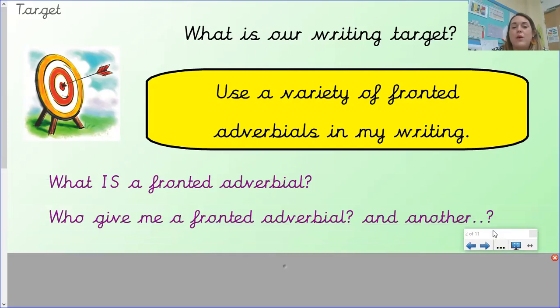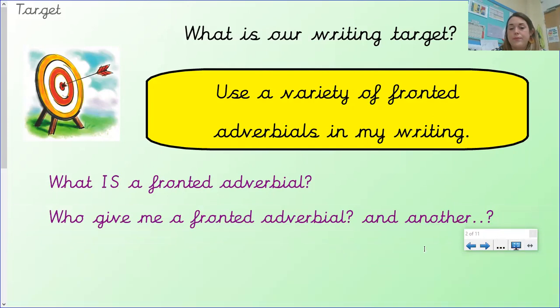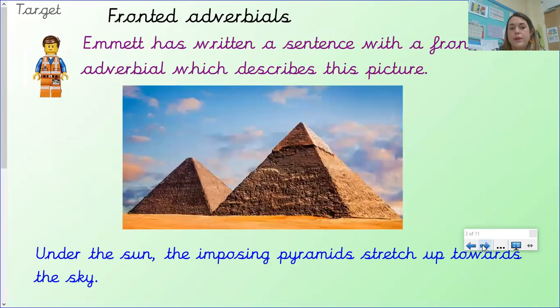Now I'd like you to think, how many fronted adverbials can I come up with? Challenge yourself. Can you do 10? See if you can make a list of 10 different fronted adverbials. Pause the video and have a go. Right, Emmett has had a go now. Emmett has written a sentence with fronted adverbials which describes this picture, these lovely pyramids. He has written, under the sun, comma, the imposing pyramids stretch up towards the sky.